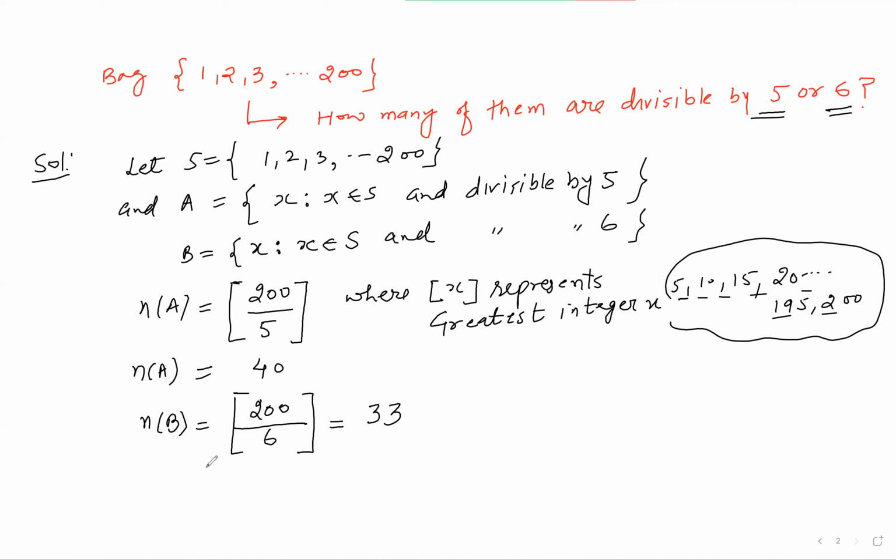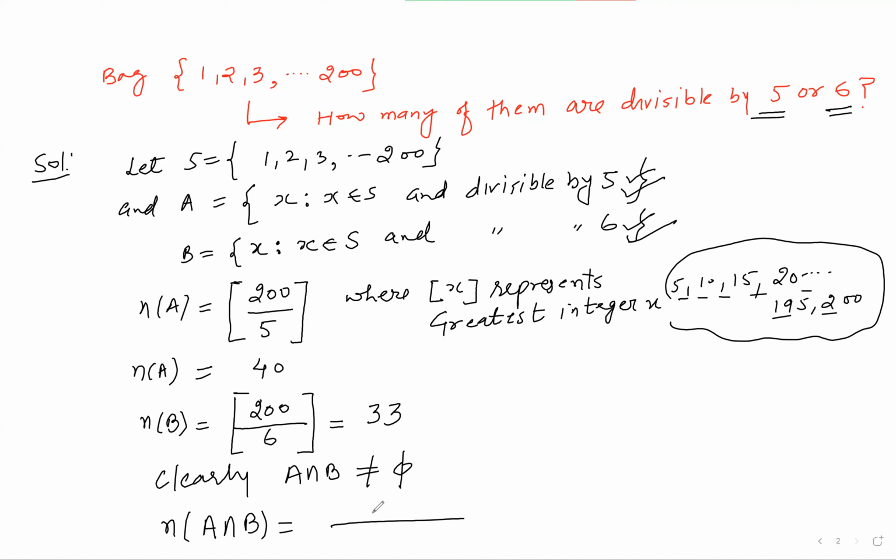Now, definitely there are certain numbers which are divisible by 5 as well as 6. So clearly, these two sets A and B are non-empty. I mean, there is something common between them. I mean, there are numbers which are divisible by 5 as well as 6.